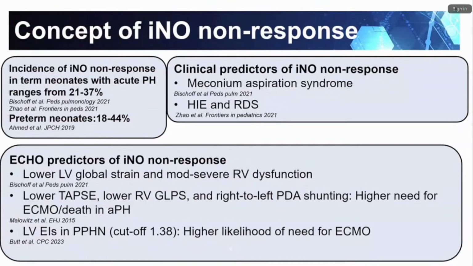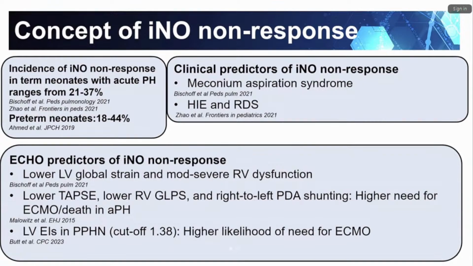We have seen that the incidence of iNO non-response in term babies lies between 21 to 31%, and in preterm it lies around 18 to 44%. And whenever we have PPHN with underlying severe meconium aspiration, severe birth asphyxia, or RDS, generally it is a predictor that iNO won't respond. There are some other echo findings also that predict iNO non-response.